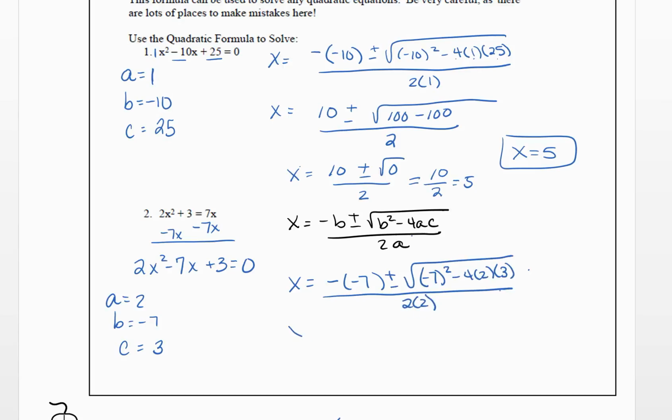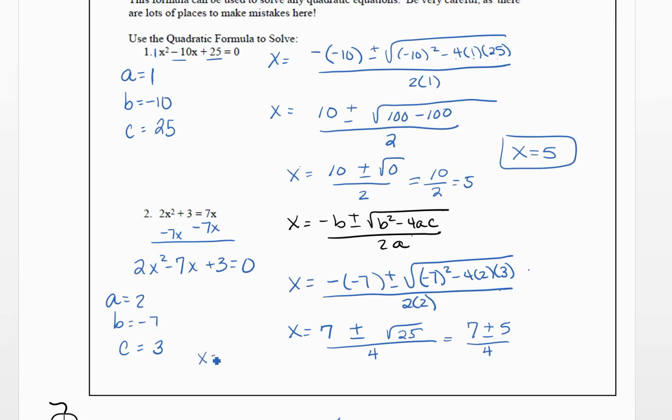So here we're going to have x equals 7 plus or minus the square root. Here we'll have 49 minus 24, okay, which is 25, all over 2 times 2, which is 4. Now the square root of 25 is 5. So here we'll have 7 plus or minus 5 all over 4.